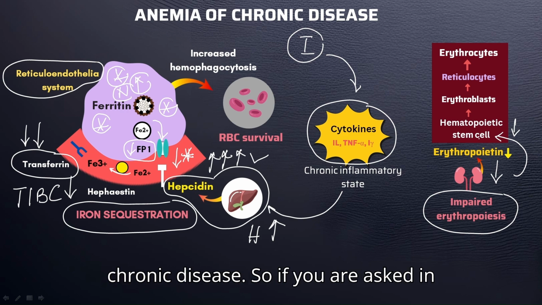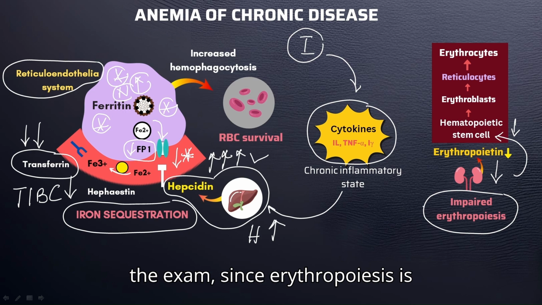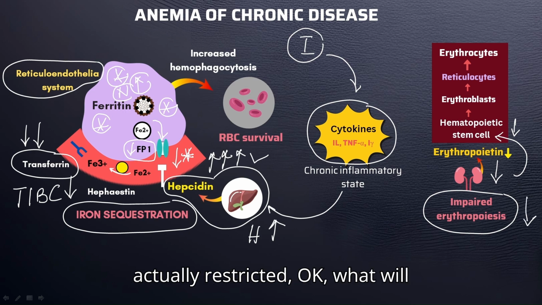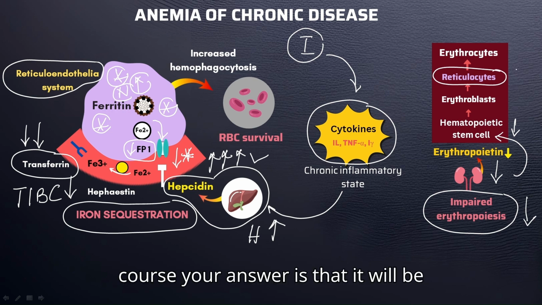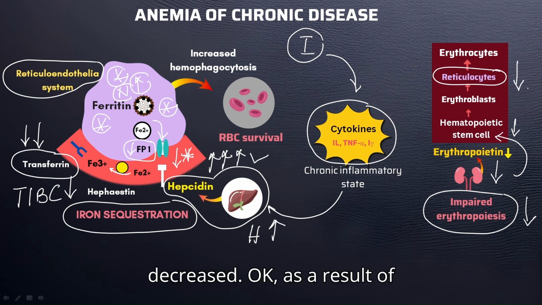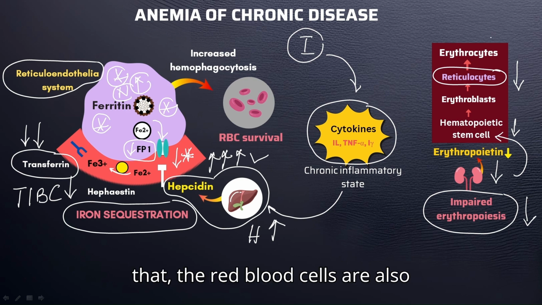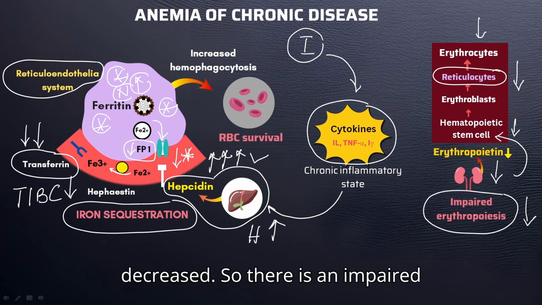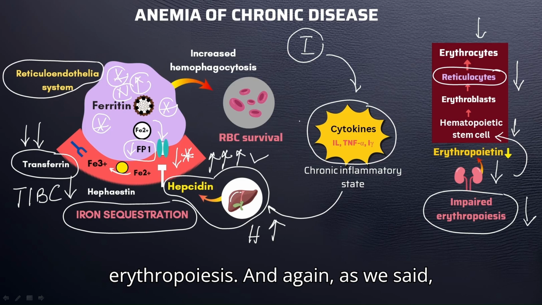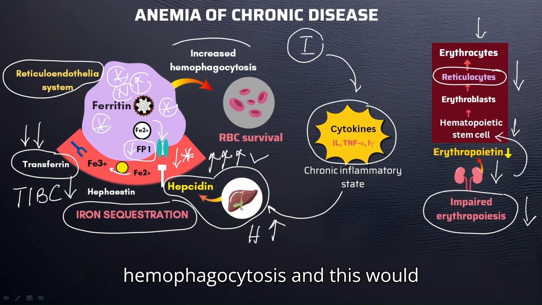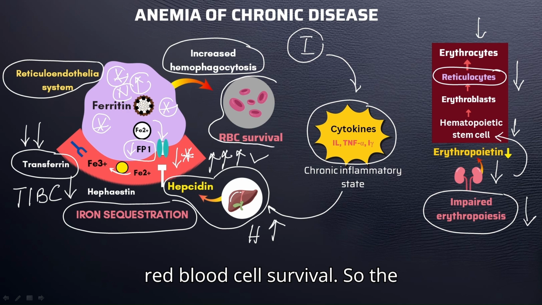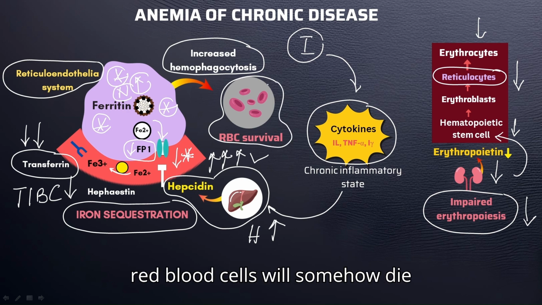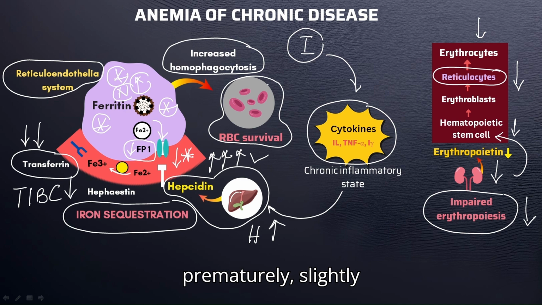So if you are asked in the exam, since erythropoiesis is actually restricted, okay, what will happen to the reticulocyte count? Of course, your answer is that it will be decreased. Okay, because as a result of that, the red blood cells are also decreased. So there is an impaired erythropoiesis. And again, as we said, there is an increased hemophagocytosis. And this would lead to a decline in the red blood cell survival. So the red blood cells will somehow die prematurely, slightly.